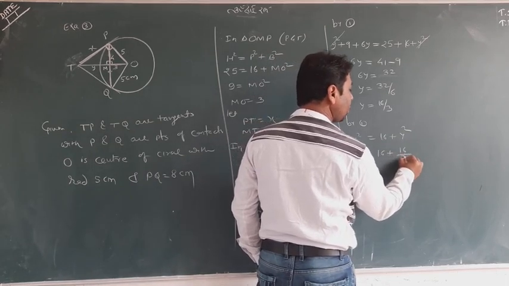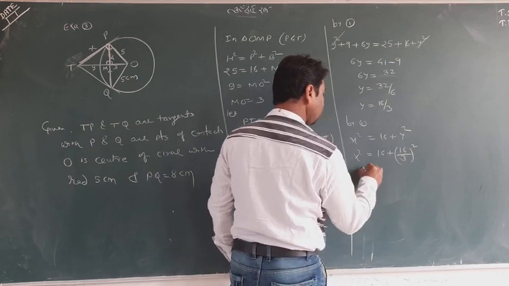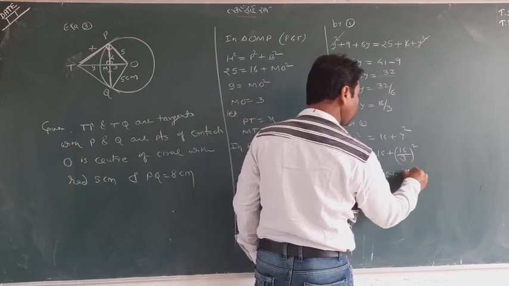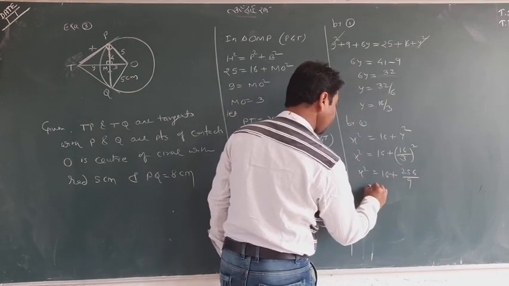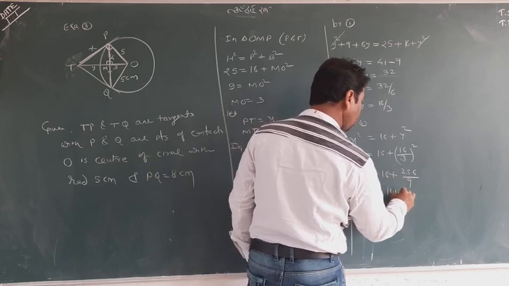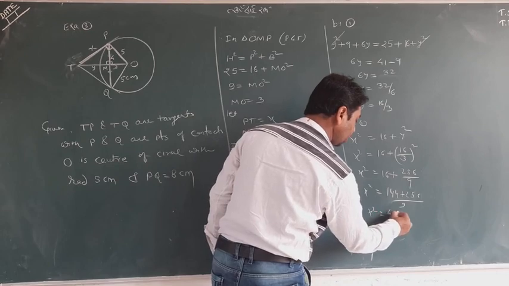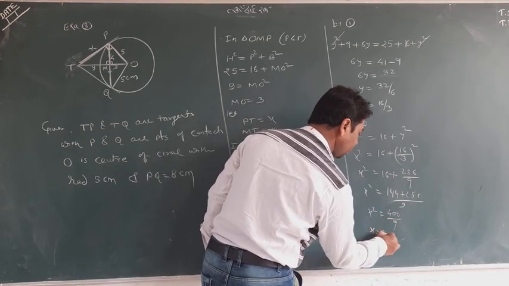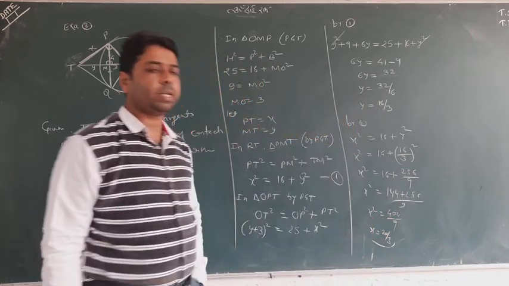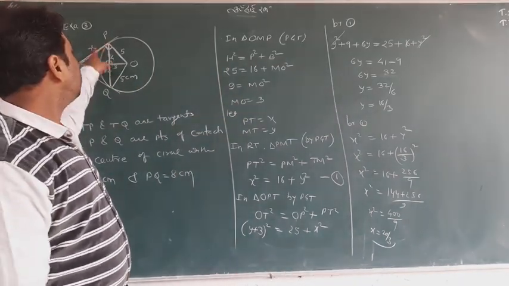It's going to be 16 by 3 whole square. This is 16 plus 256 upon 9. X square will be 16 into 9, that is 144, plus 256 upon 9. X square will be 400 upon 9 and x will be 20 by 3. This is the answer, 20 by 3. We have got the length of the tangent.